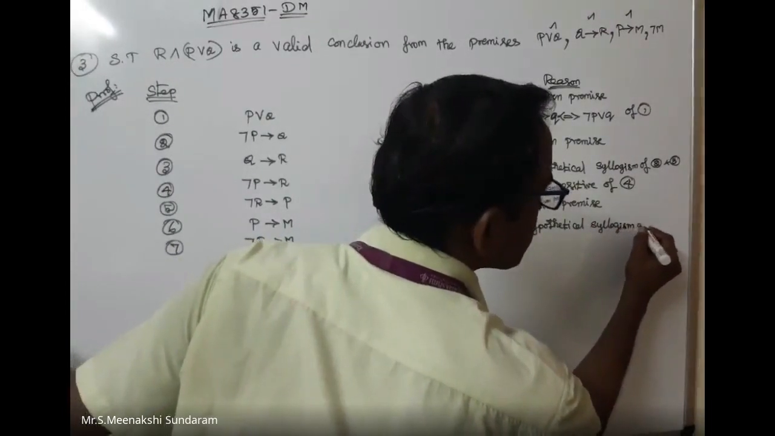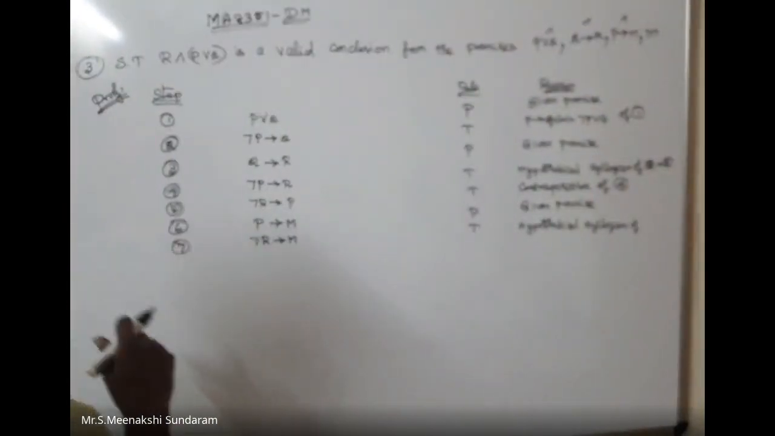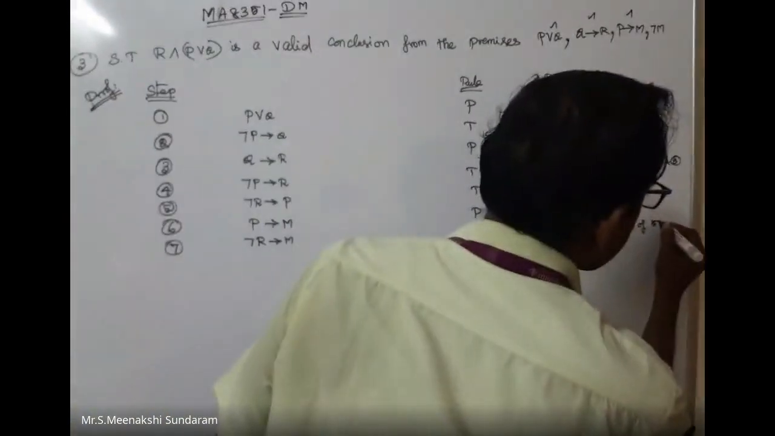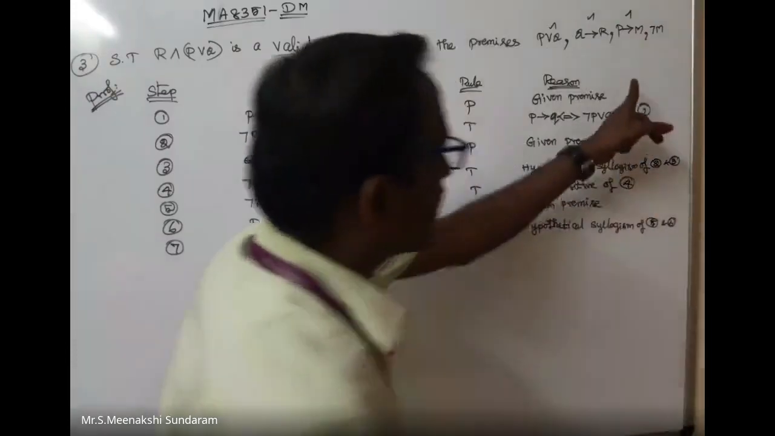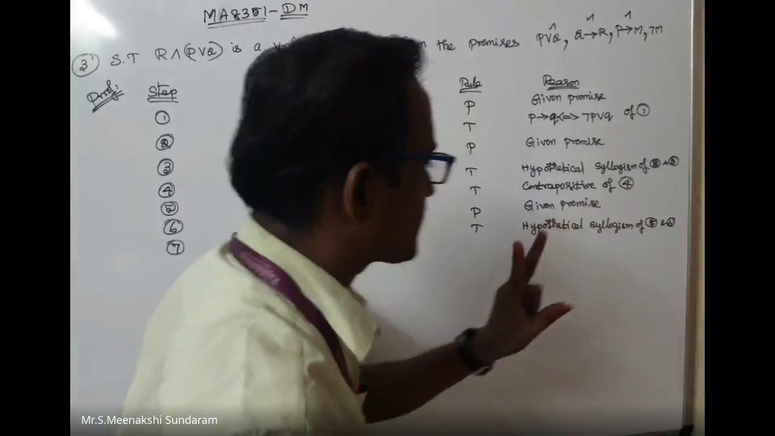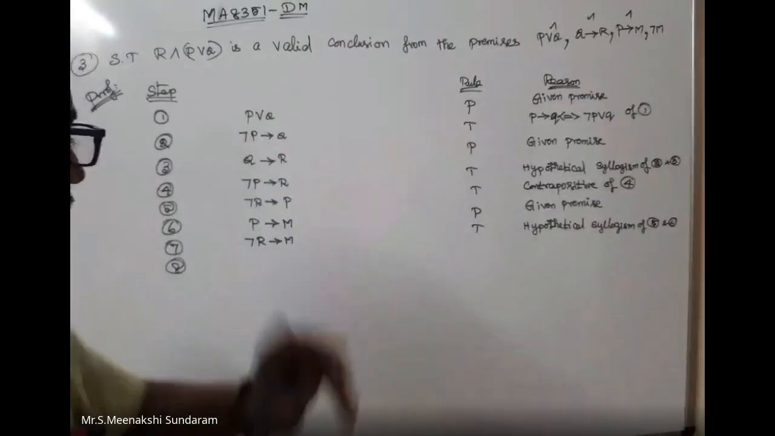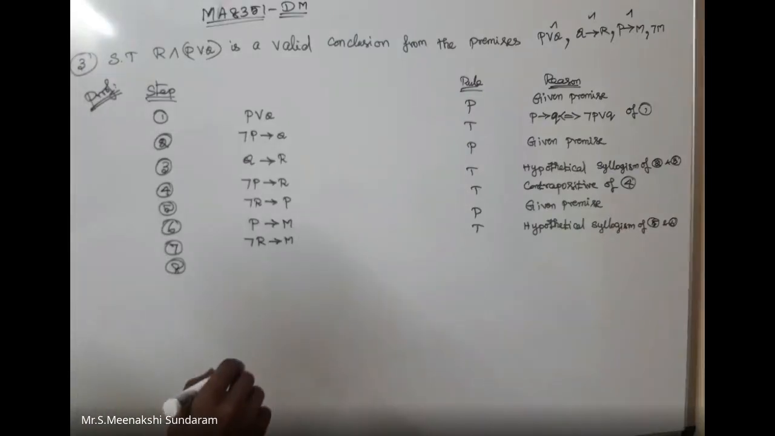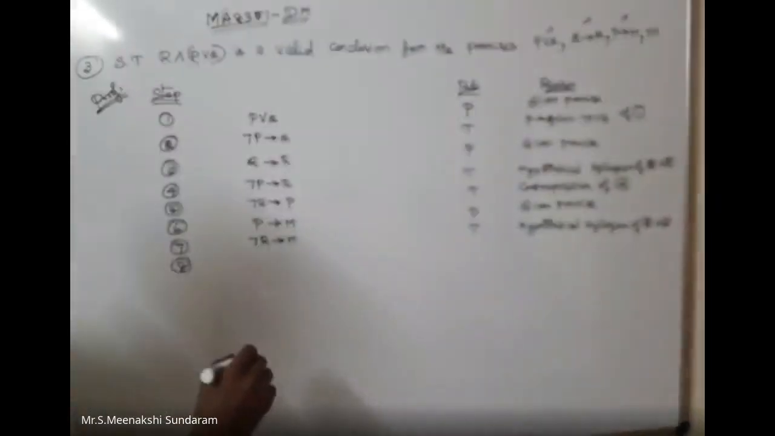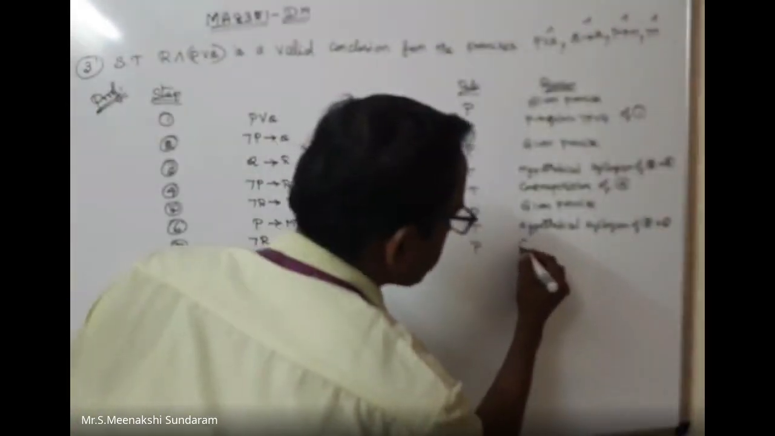Hypothetical syllogism of the steps 5 and 6. Check the right side, all steps are used: 1, 2, 3, 4, 5, 6. The 8th one. Okay. When I come back to the next premise, I want to apply it. Negation M. This is the given premise.